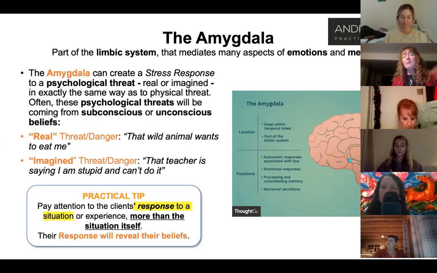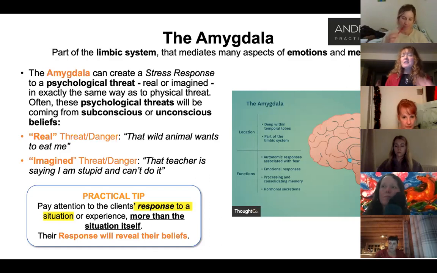So generally, when we're working with clients, you're paying attention to the client's response to the situation more than the situation itself. We could look at that and say, well, the teacher said you're stupid, and one person might say, no, I'm not. Somebody else might think, oh, I definitely am, I must be stupid then. It's their response that is important. And that will actually reveal to you what they believe about themselves. And that's then what you're going to be working with. So it's a really, really important thing to remember.